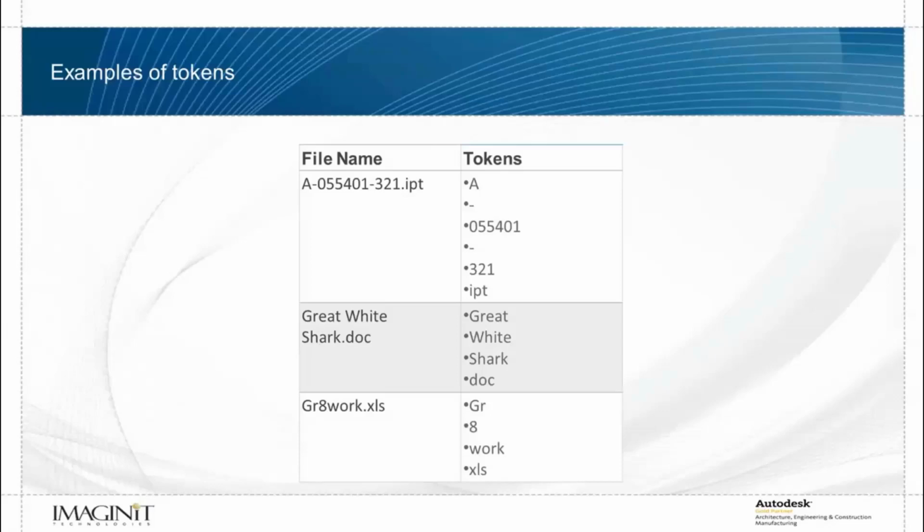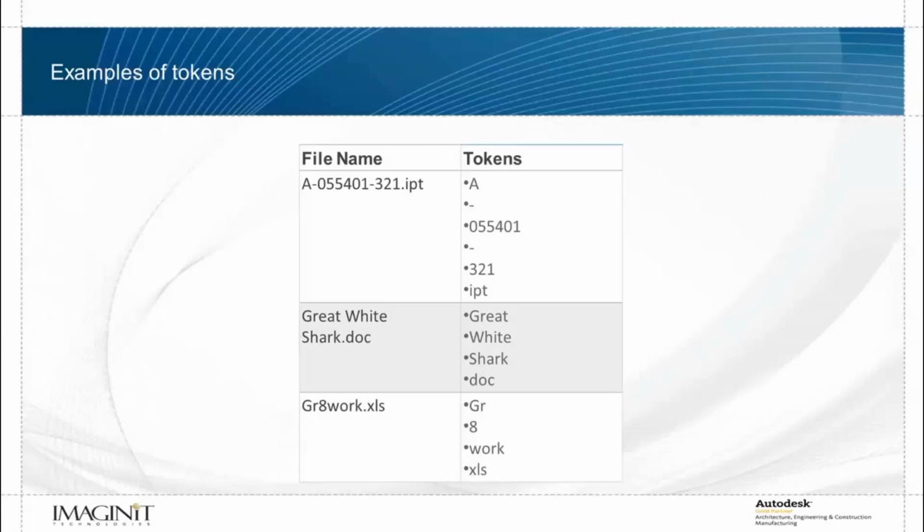Every time there is a delimiter, a dash, a space, a period, that delimiter breaks the file name up into tokens, or really any property. I'm talking file names right now because they're so easy to understand, but really it comes down to that. So that delimiter breaks it up. In the first one, I can search on A, I can search on 055401, I can search on 321. They're all going to return that file name because I can look by those individual tokens.